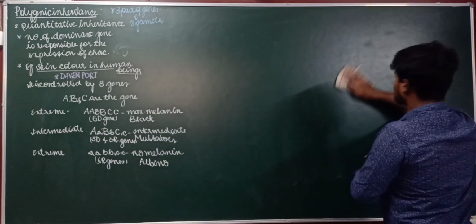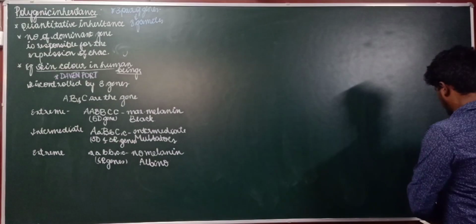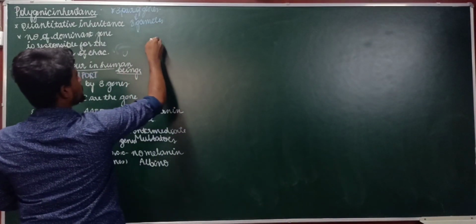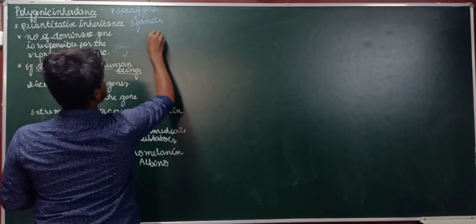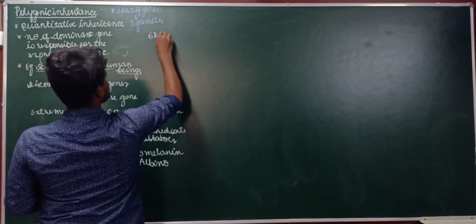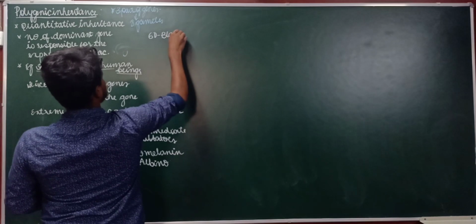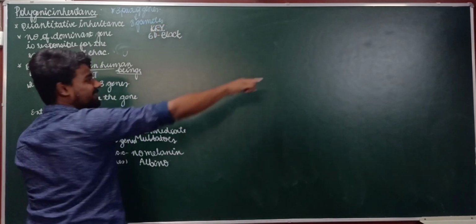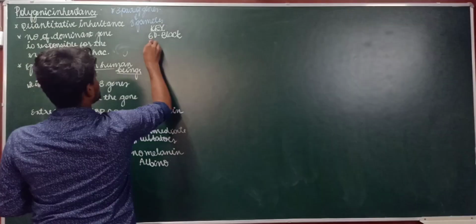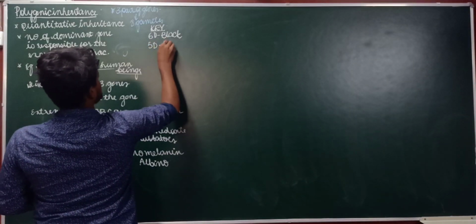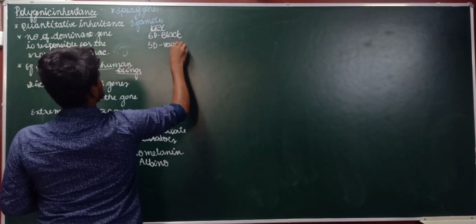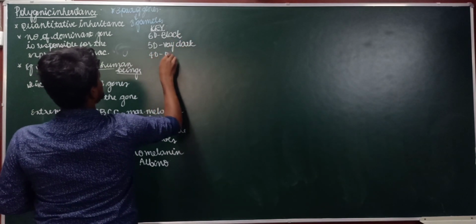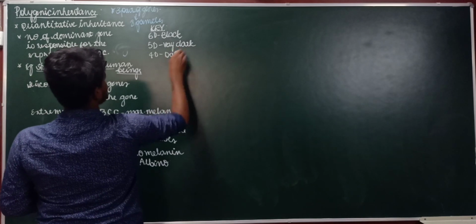I'll put it on this side of the board, and let me repeat the key one more time. I'll write the key here. If there are 6 dominant genes, we call it black. I'm writing this as the key so that we'll get an easier Punnett square. 5 dominant genes, it is very dark.